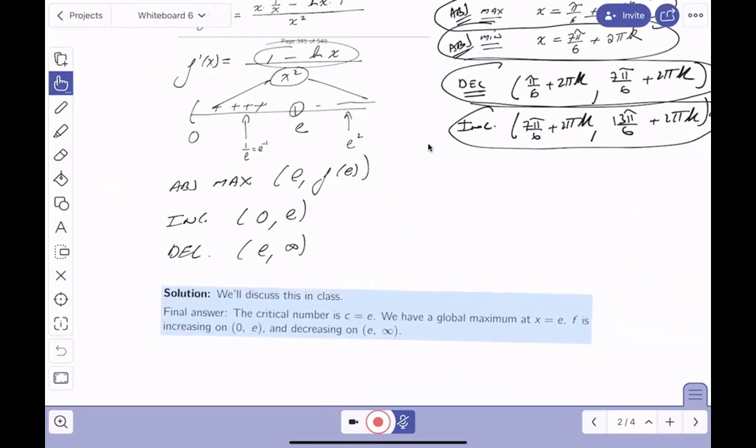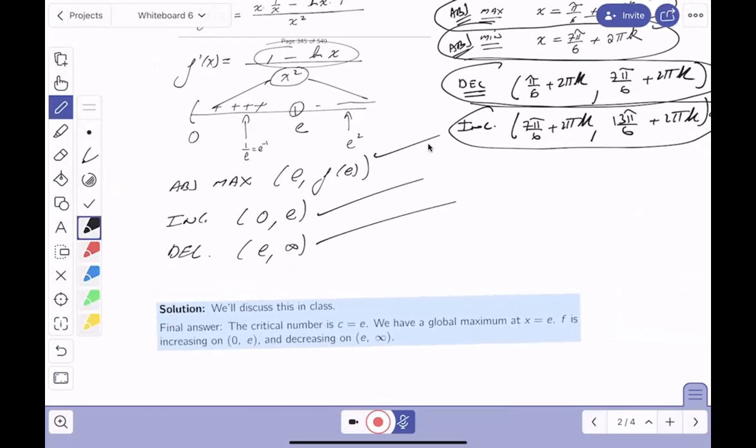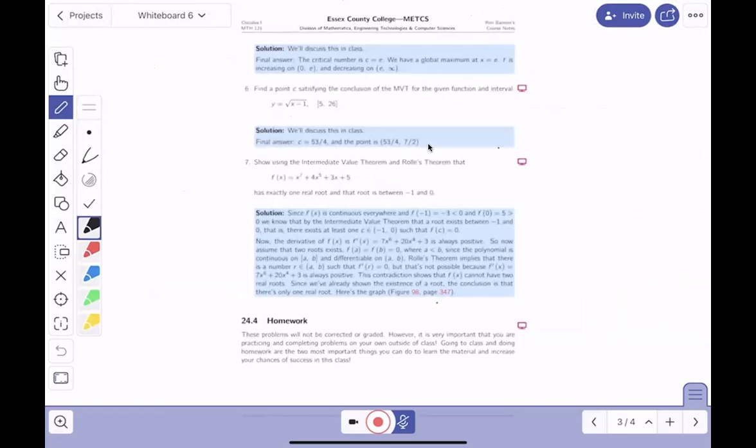All right, let's take a look. Global maximum at x equals e. I got that right. f is increasing on 0 to e. I got that right. And it's decreasing on e to infinity. Geez whiz, we got that one right too. Let's go to the next question.